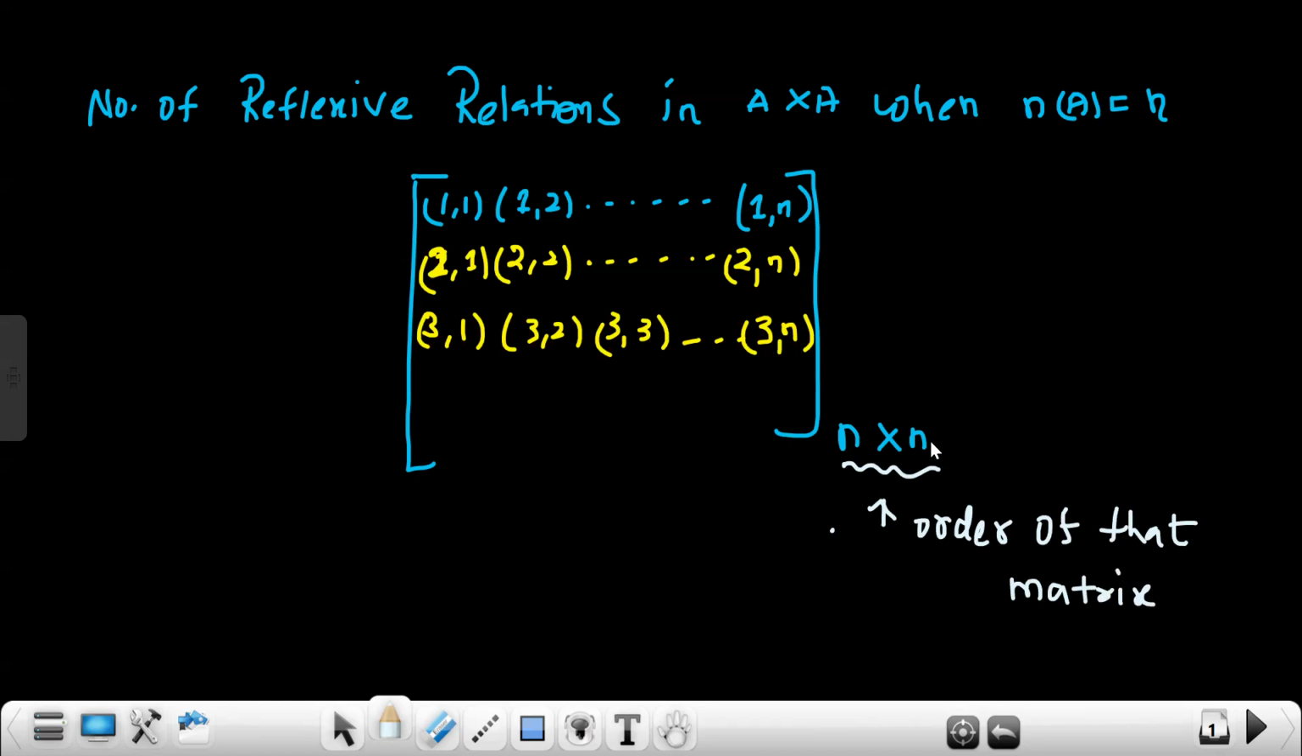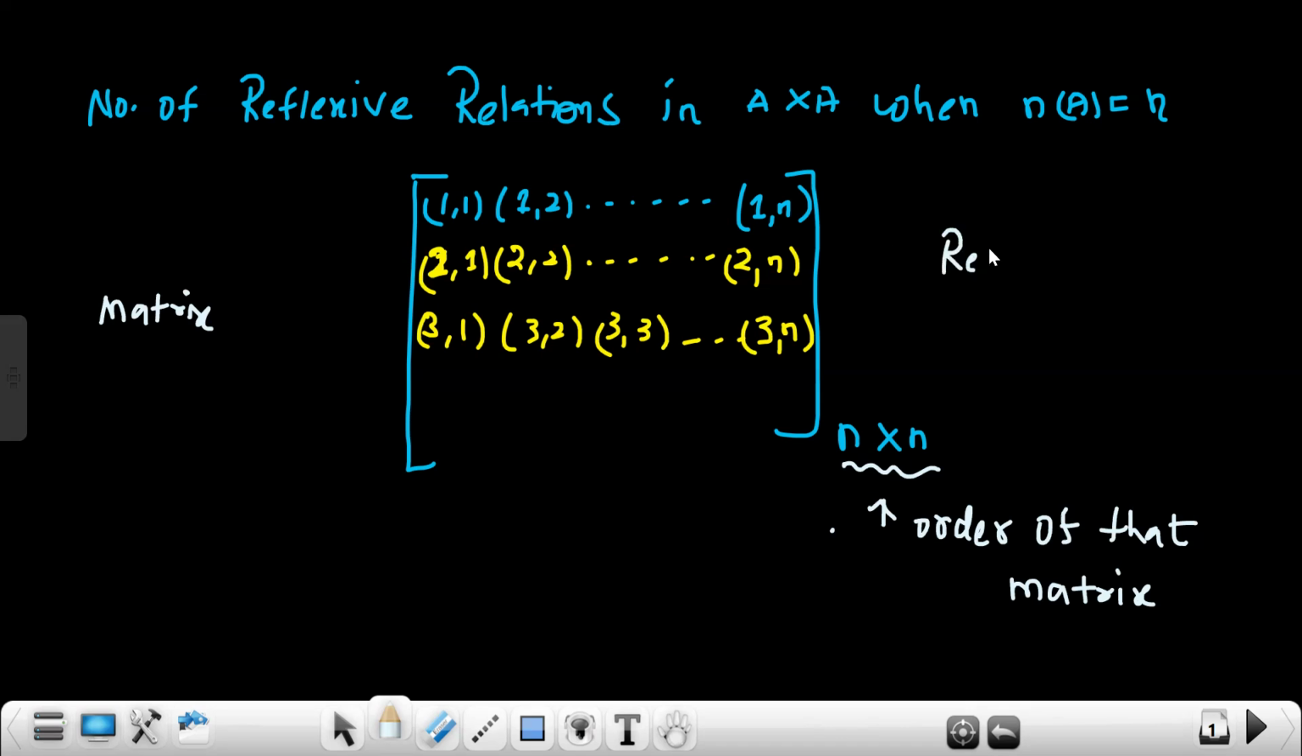Because the number of elements in set A cross A is going to be n cross n, which is n square, which we can represent as a matrix. This is called a matrix. These horizontal lines are called rows, and these vertical ones are called columns.